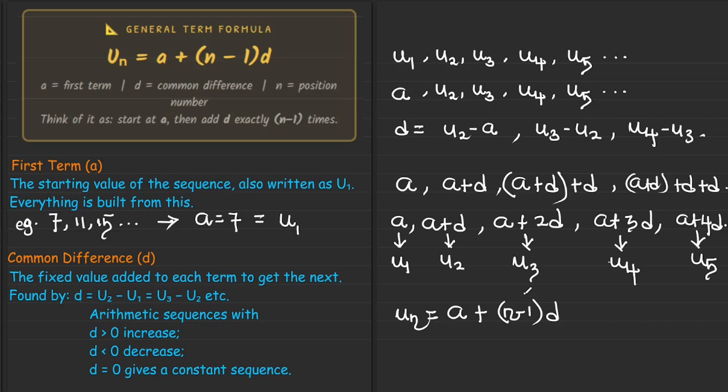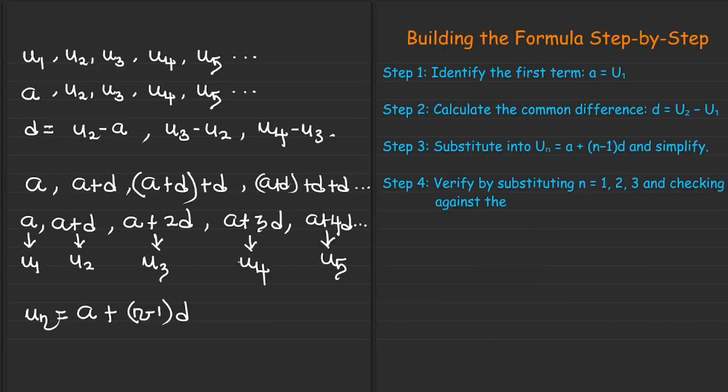Now let's look at how we can build the formula step by step when given a question. So this is the 4-step process I'll take you through as we answer our questions. First of all, we should always identify our A. So to get our general formula, let's identify our A. Let's solve for our D. Then we do our necessary substitution into the general formula, after which we verify to determine whether or not what we did was correct.